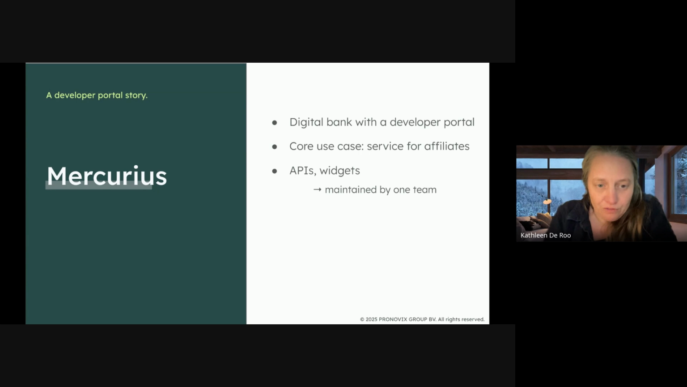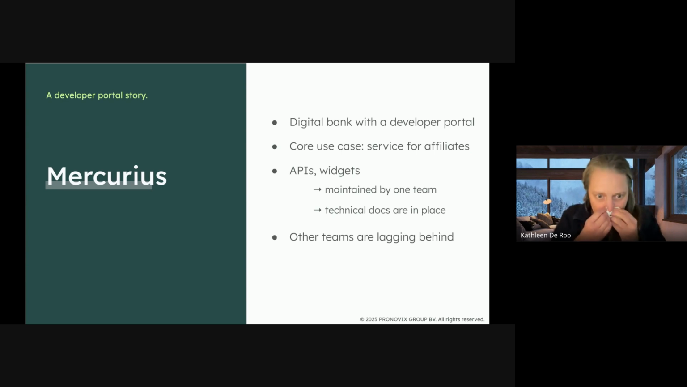And the service on the portal is well documented, but it focuses on the technical, how to integrate the API, for example, and only partially articulates why a partner should care. Showcasing the business value to non-technical partner stakeholders is falling apart. Other teams within Mercurius are lagging behind, being only passive contributors to the portal with incomplete offering and documentation. If they do contribute, the documentation is very technical. This is reflected on the homepage of the developer portal. This homepage is a mess.